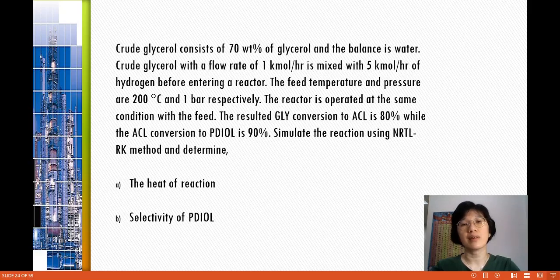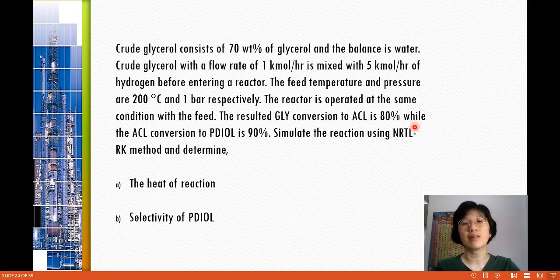Other information given in this question is the feed. The crude glycerol consists of 70 weight percent of glycerol and the balance of water. The crude glycerol has a feed flow rate of 1 kmol per hour, and it is mixed with 5 kmol per hour of hydrogen before entering a reactor. Temperature and pressure of the feed are 200 degrees C and 1 bar respectively, and the reactor is operated at the same condition as the feed.